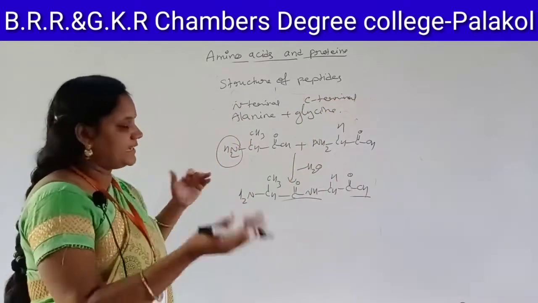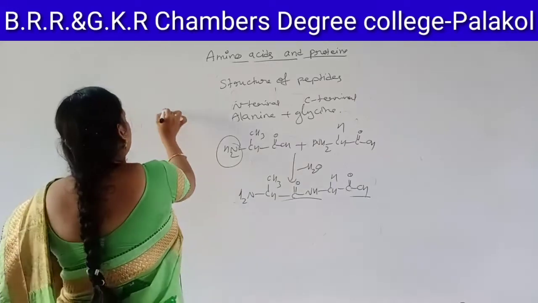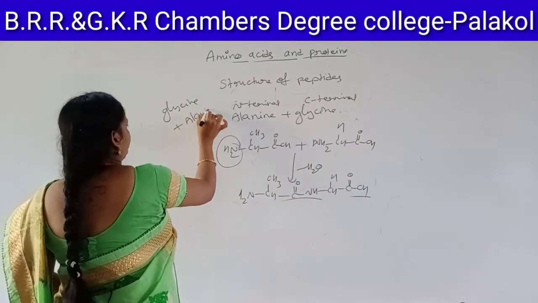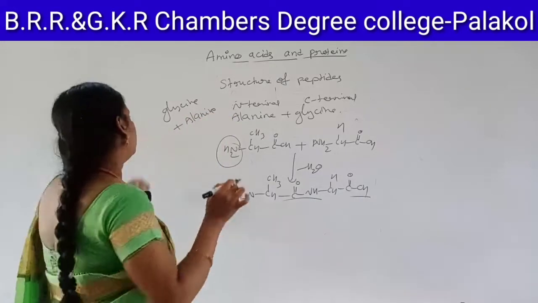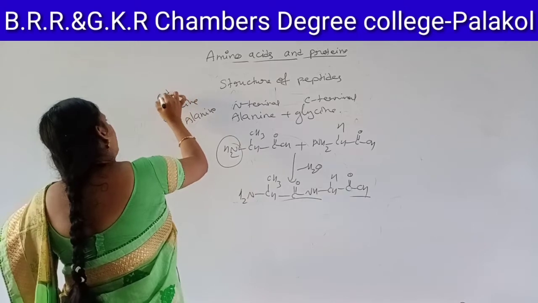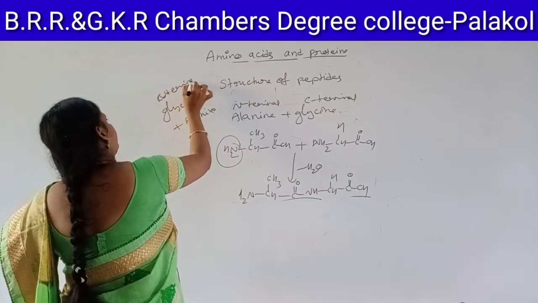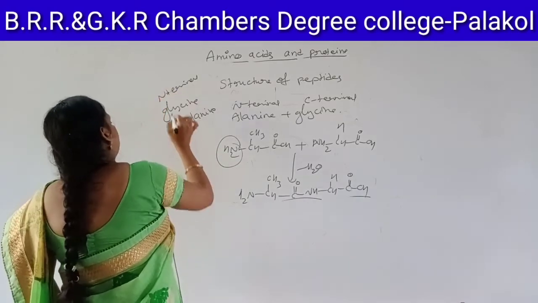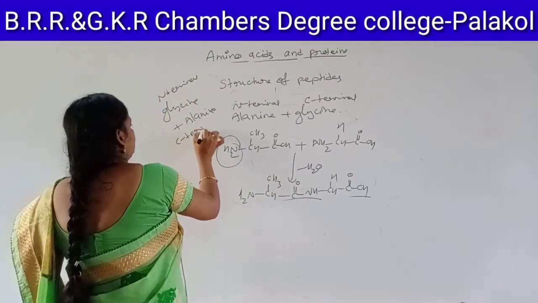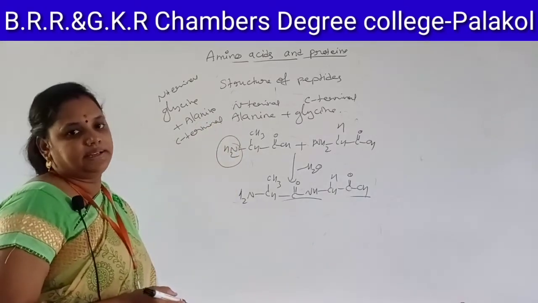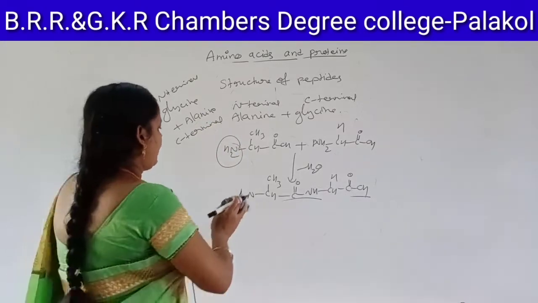In the previous case I combined glycine plus alanine. What happens in this case? Glycine is N-terminal and alanine is C-terminal. Okay, students?